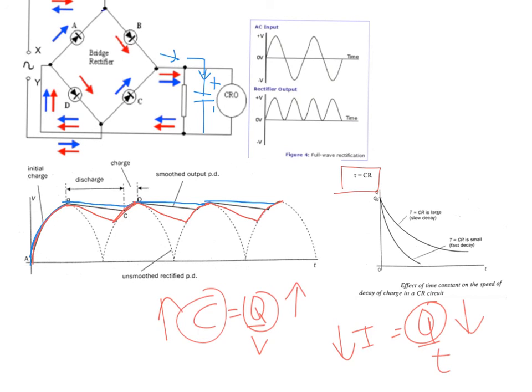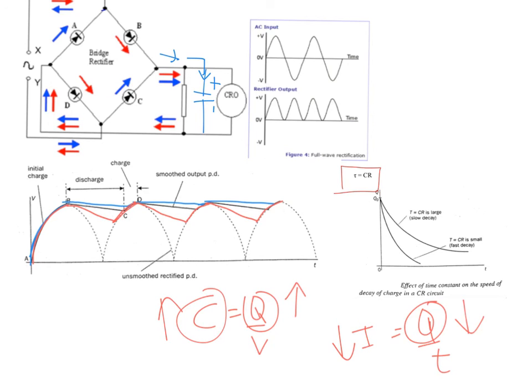So the shortcut in order to remember which factors affect the smoothing is using this formula, which is your tau equals to CR. Tau here is called time constant. Although it's not in your syllabus, but I find it very useful because time constant is talking about the time taken for the capacitor to discharge. By right, the actual definition is time taken for it to discharge the 1 over E of the original value. But you don't have to go so detailed in your syllabus. All we need to know is the time taken to discharge.